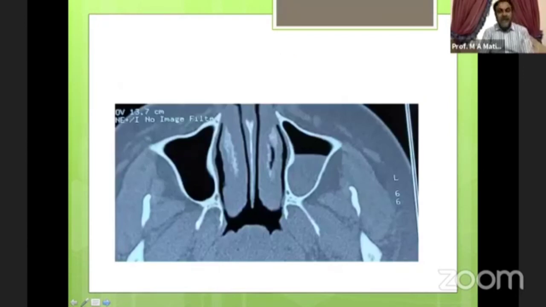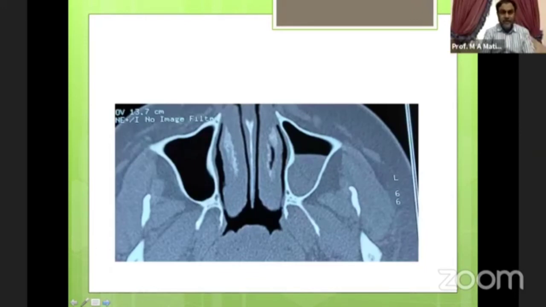This is the CT scan of the sinuses. You can also see the hyperdense area here in the left maxillary sinus with air and fluid level. And this is the turbinate, very much edematous. And this is the septum. The other maxillary sinus is normal. So this is also acute maxillary sinusitis, left-sided.